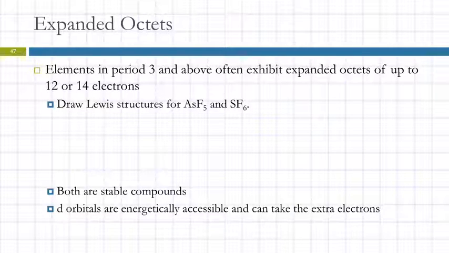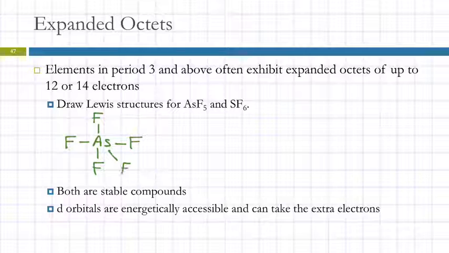So we're going to draw two Lewis structures: arsenic pentafluoride and sulfur hexafluoride. We're going to put the odd guy in the middle, arsenic, and put the fluorines around it. There's our 4, and we have to put a 5th one in there. So we'll just squeeze him in between the others.